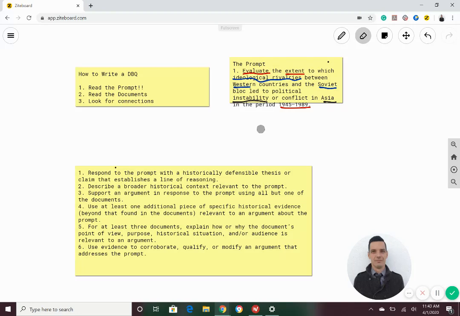So today we're going to look at how to do DBQs based on popular responses. I feel as though people would like to go over how to do this better. So what we're going to do is look at how to write a DBQ better.